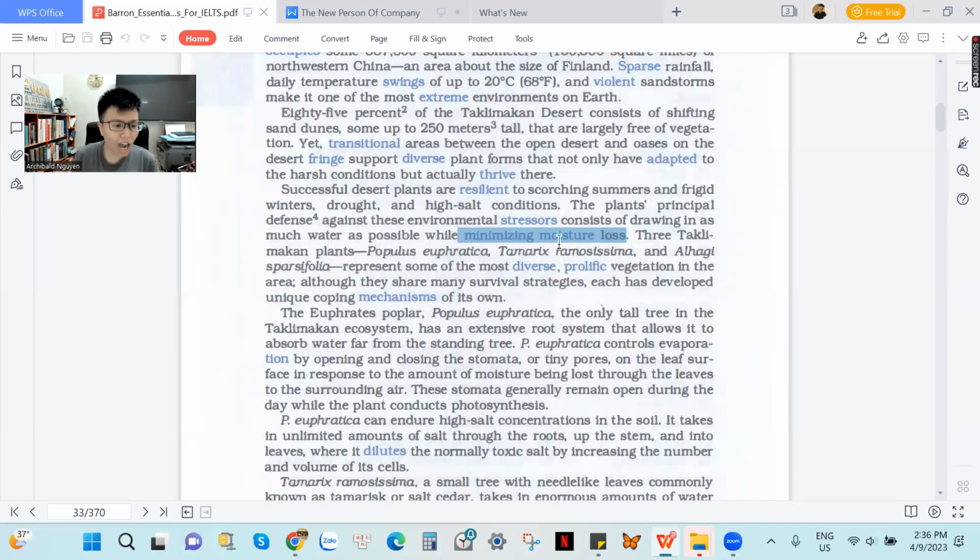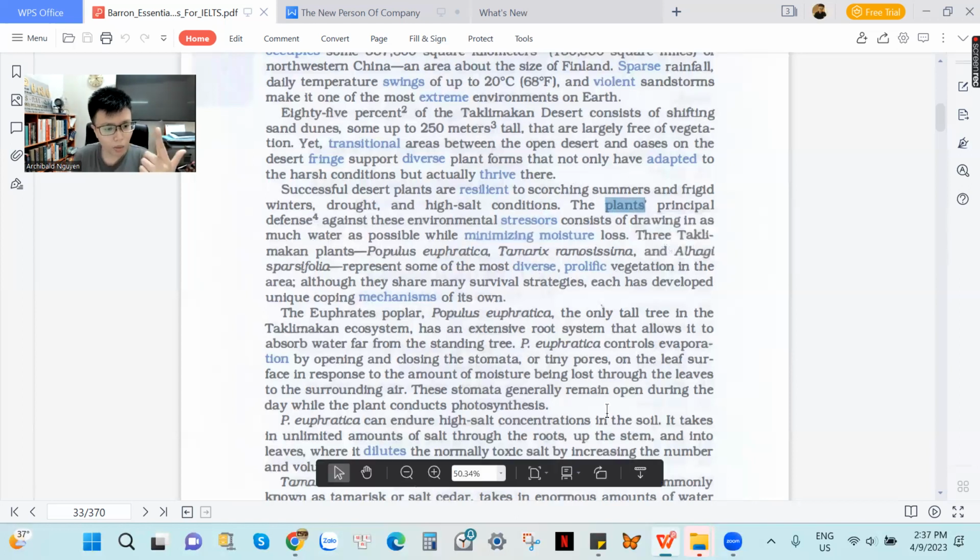Here, where does the moisture live? The moisture lives in the plant. The trees, the flowers, they need water to grow and to live. So if the trees and the flowers or the plants are running out of water, and they are losing the moisture inside them, they are going to die soon. That is what they mean by minimizing the moisture loss.